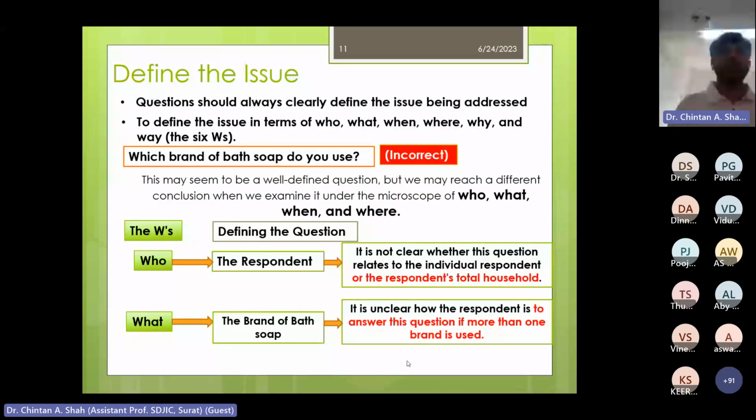But now this is a very important point: how to define the issue. You can see I always work on WH questions. I need only 10 minutes. Sorry, audience, I need only 10 minutes because this is a very important slide for everyone.